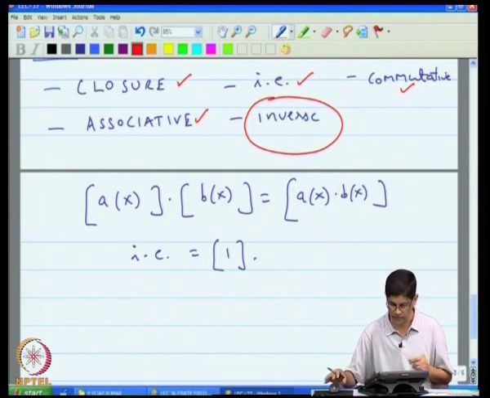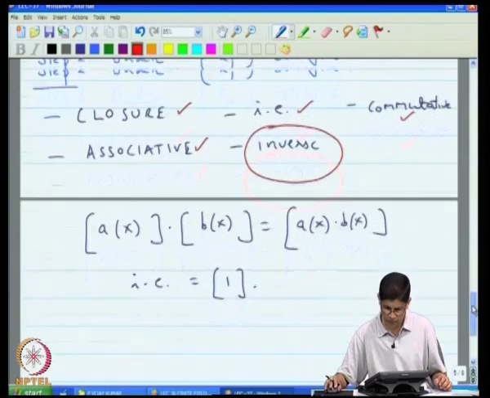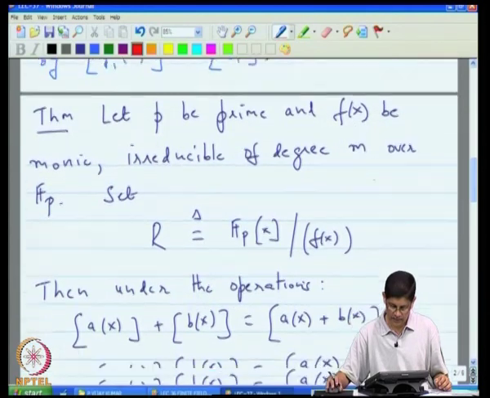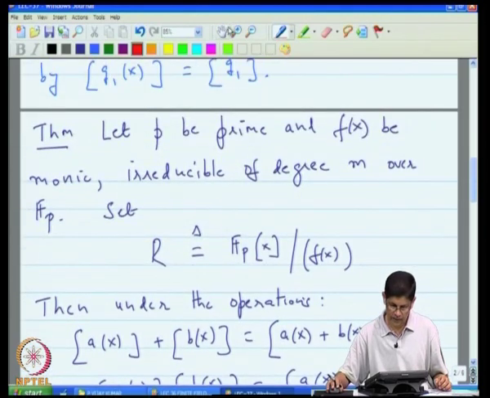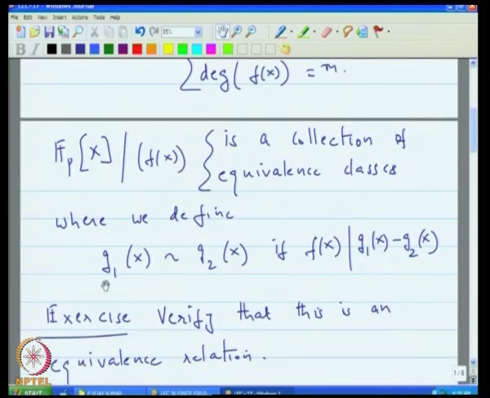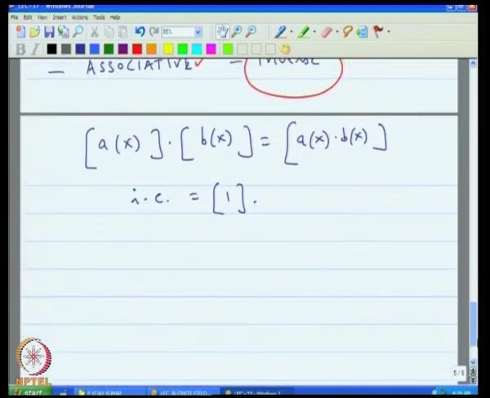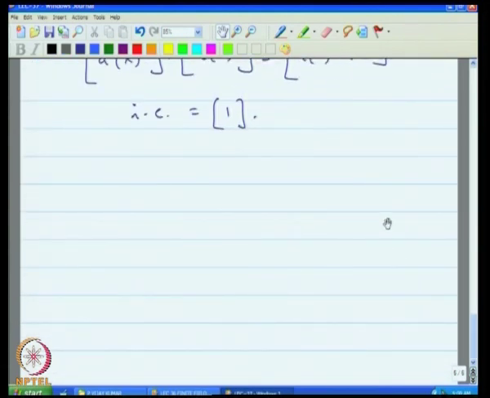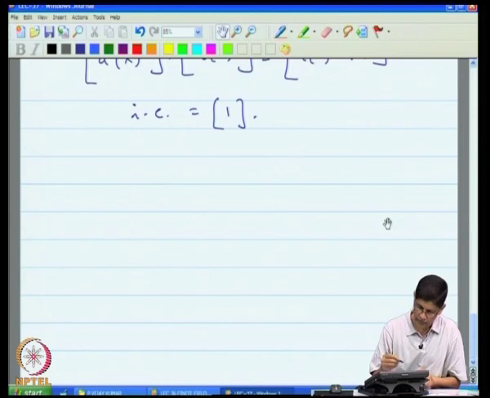How do you actually get the inverse? If you think about it, up to now we have not used the fact that this equivalence class was defined with respect to an irreducible polynomial f of x. We said that this set is a collection of equivalence classes, where we define two polynomials to be equivalent if f of x divides their difference. And now, for the first time we are going to use the property that f of x is irreducible. It plays a role in ensuring that every element has an inverse. So, how do you prove that? We will do an example to show how one would compute the inverse in general.